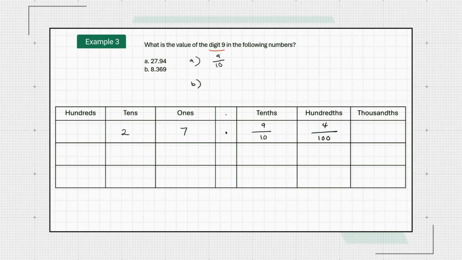Alright, for B, we have 8 ones, the decimal place, 3 tenths, 6 hundredths, and 9 thousandths. So the answer is 9 over 1,000.